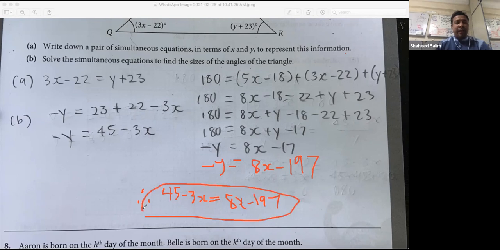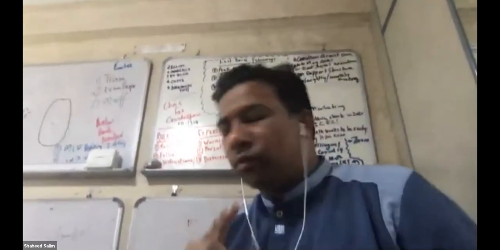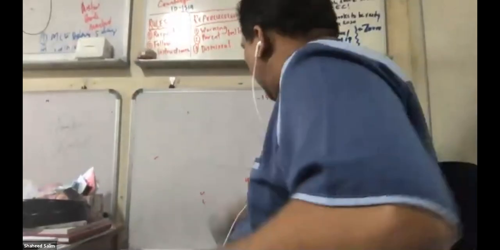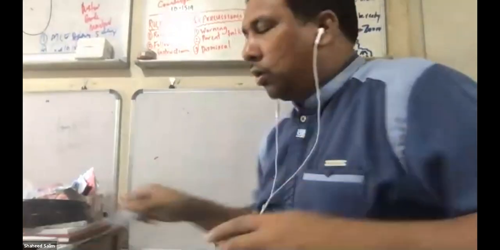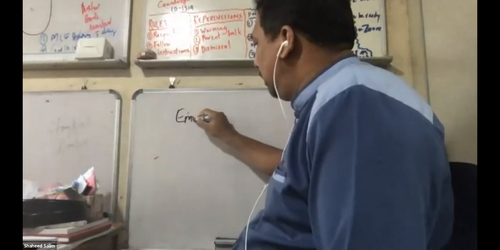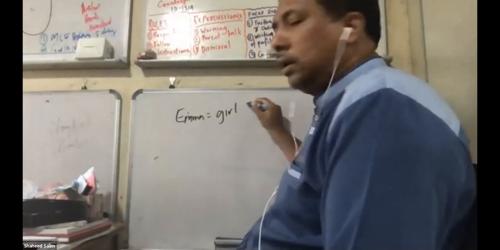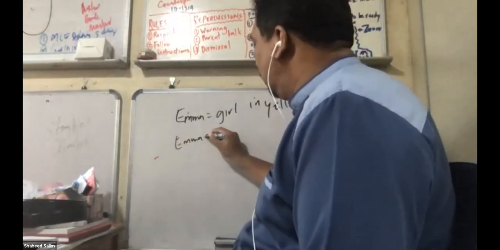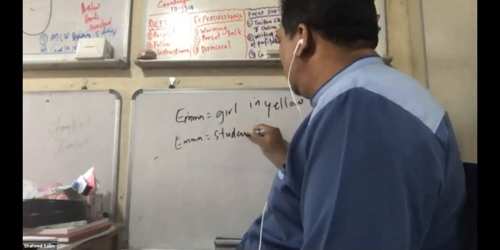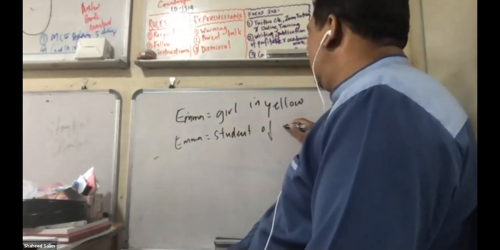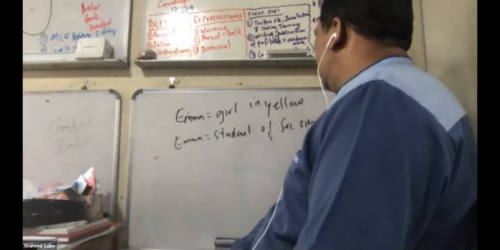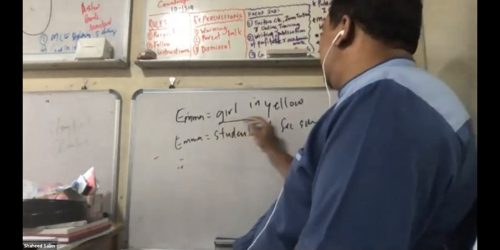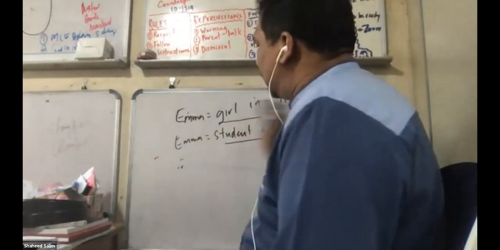No. Okay, so I want to know why you don't understand now. Okay, hold on. This is where we have to solve this once and for all. This is a question of logic. Emma equals girl in yellow, for example. Emma equals student of secondary school. Therefore, Emma is a girl in yellow, but this doesn't work.